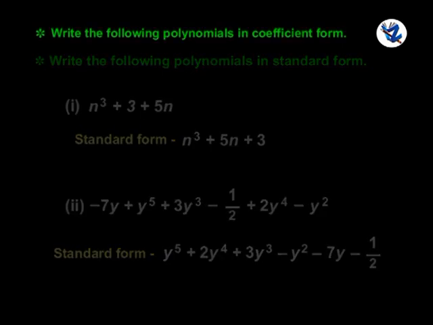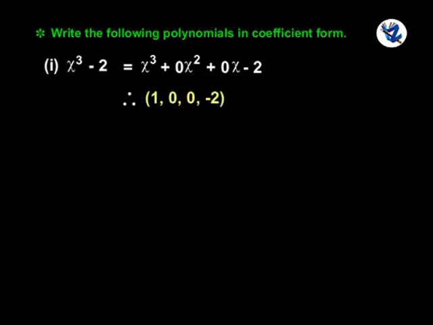The question is, write the following polynomials in coefficient form. x raised to 3 minus 2 is equal to x raised to 3 plus 0x raised to 2 plus 0x minus 2. So the coefficient form is 1, 0, 0, minus 2. Next one, 5y. 5y is equal to 5y plus 0. So coefficient form is 5, 0.